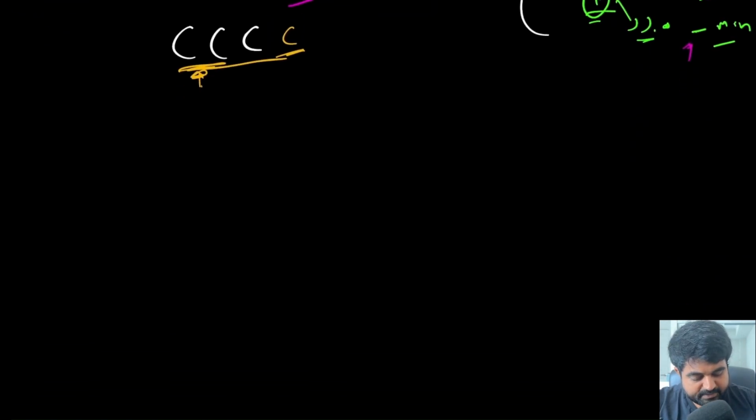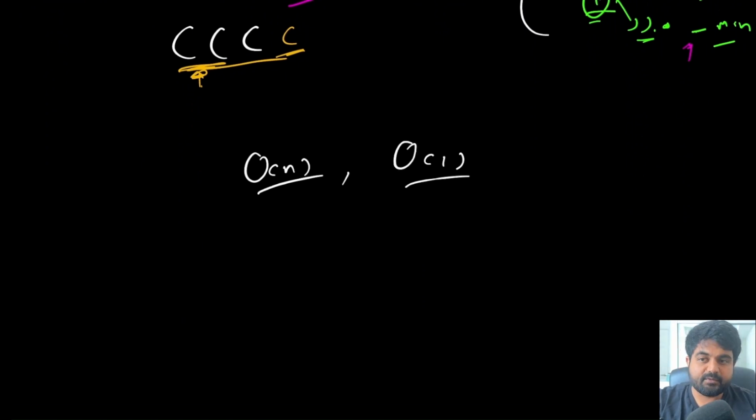Now if we see time and space complexity, time complexity is going to be big O of n because it's quite straightforward. Space complexity is going to be big O of 1 because apart from using a couple of variables, we are not using any extra space. So this is a wonderful solution. And now let's quickly see the coding solution for this one.